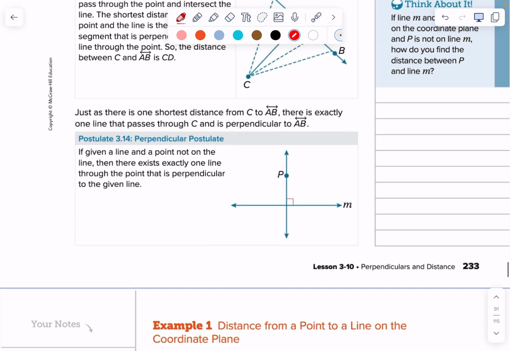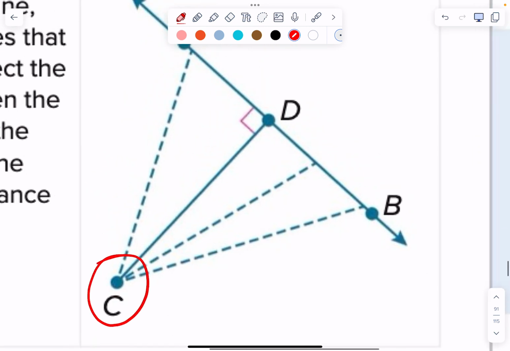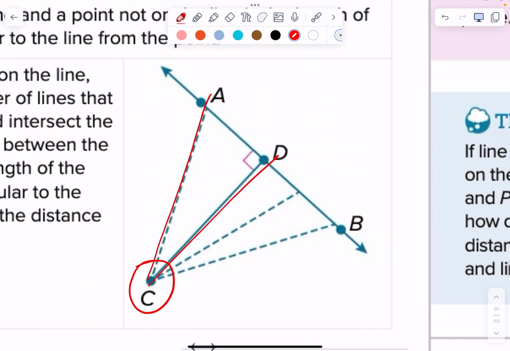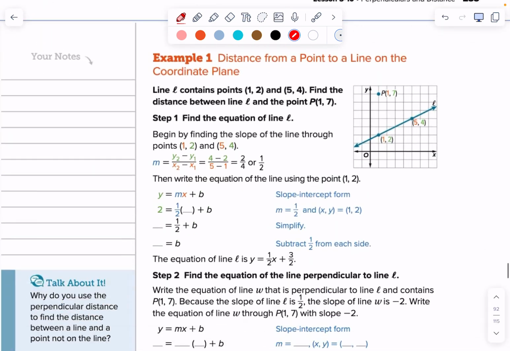All right, here we go. Distance between a point and a line. They said if my point is at C, I can measure a lot of different ways going to that line, but the shortest distance is from C to D, perpendicular to that line. Because if that's an airplane, I'm going to measure straight down. All right, go to example 1.